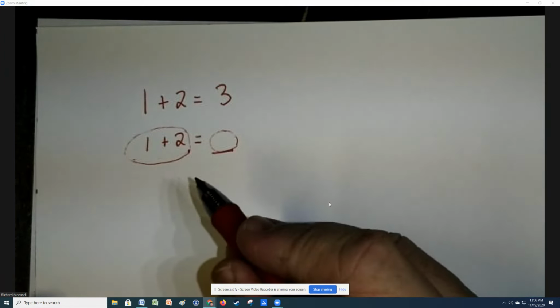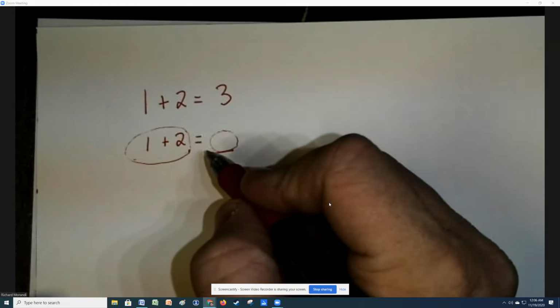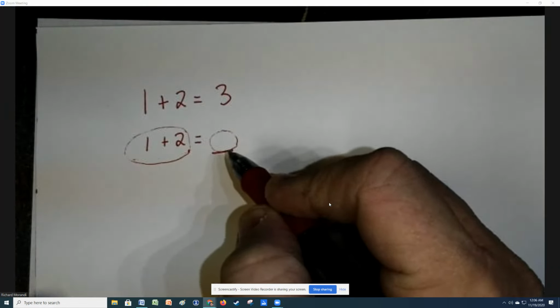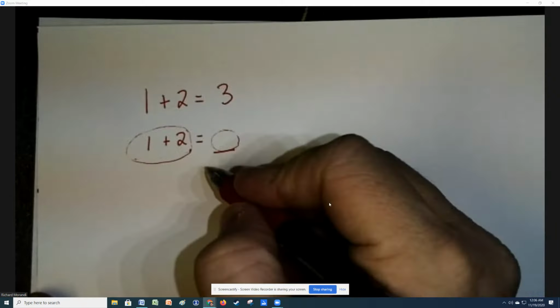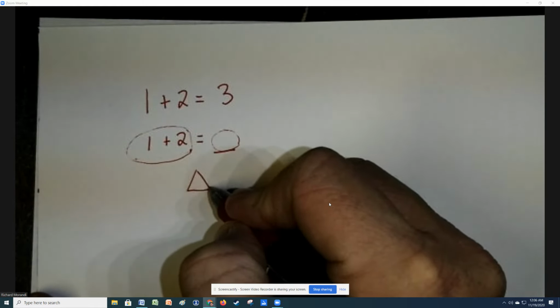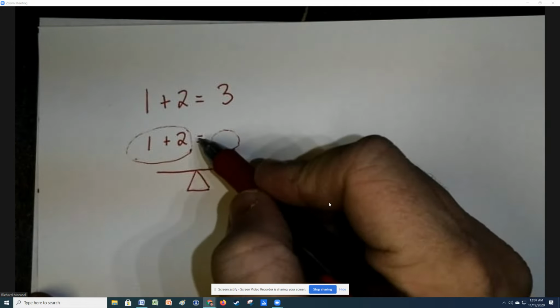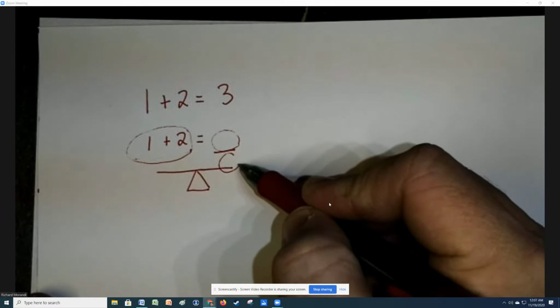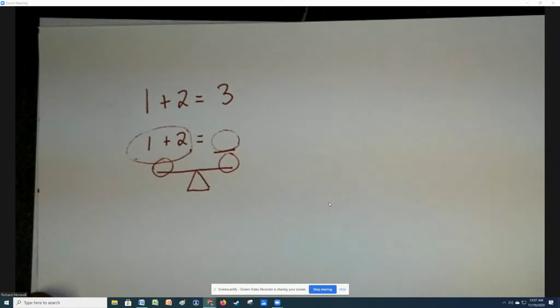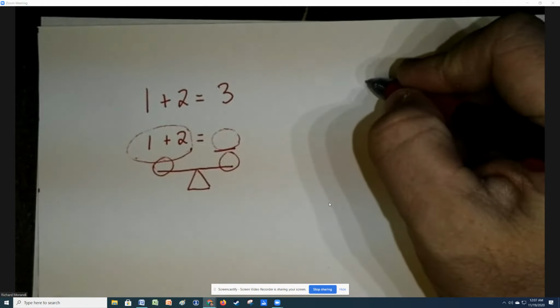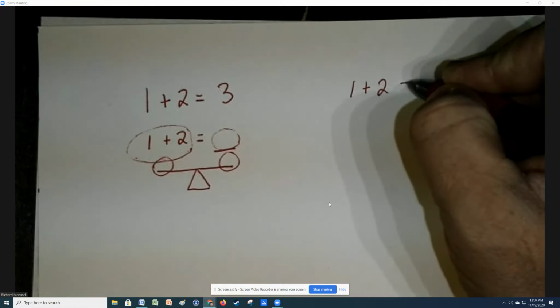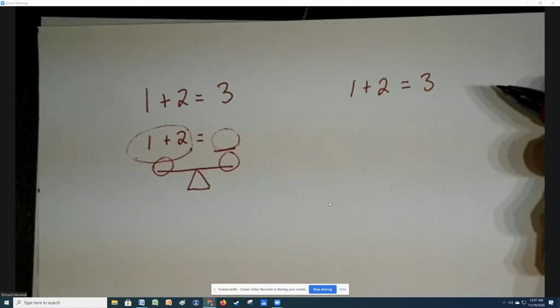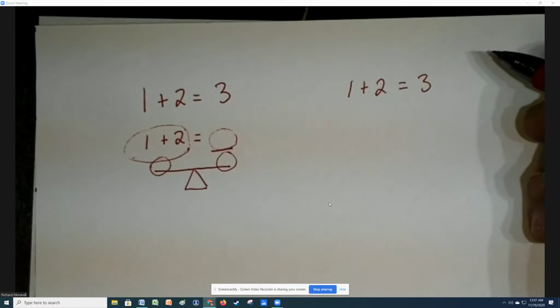But I'm going to ask you to look at this a little differently. I want you to look at the equal sign not as a finish line, but as a comparison, almost like a scale, like a seesaw. The equal sign is just saying that everything on this side is the same as everything on that side. If you look at it like that, it becomes a lot more useful, because I could say 1 plus 2 equals 3, and that's true.